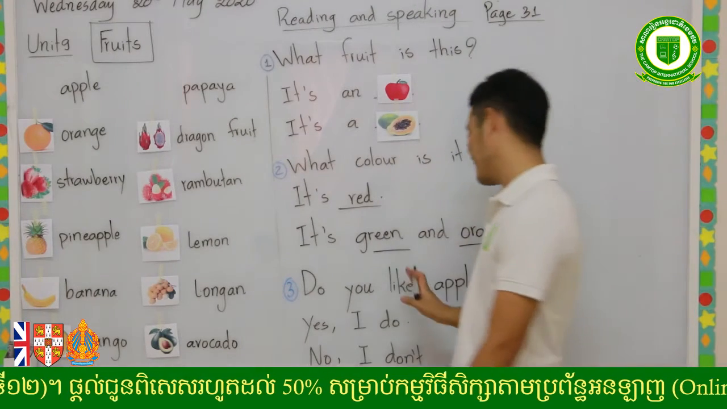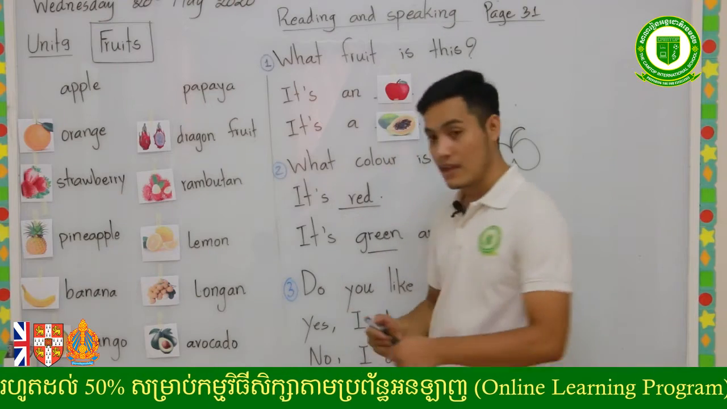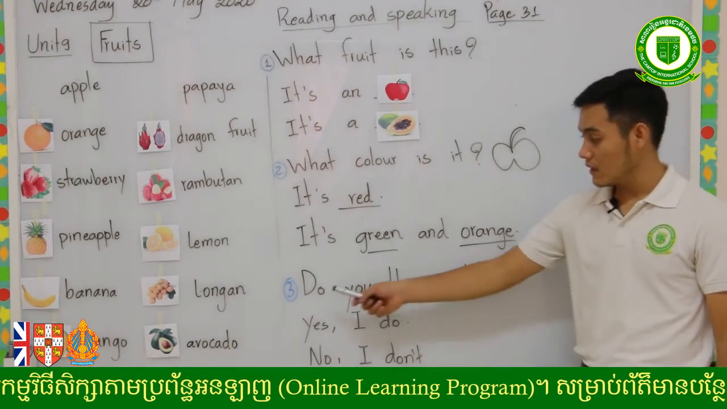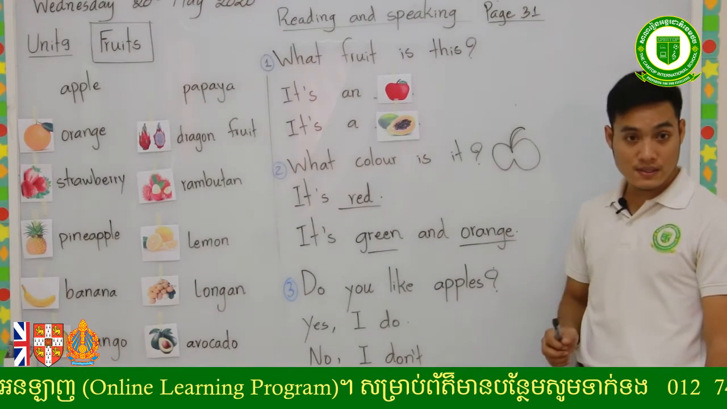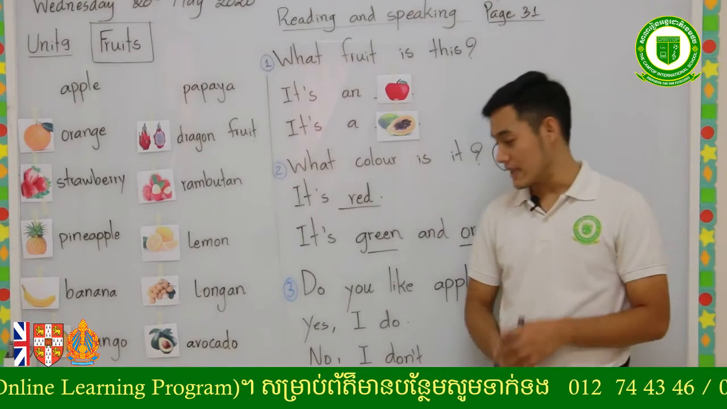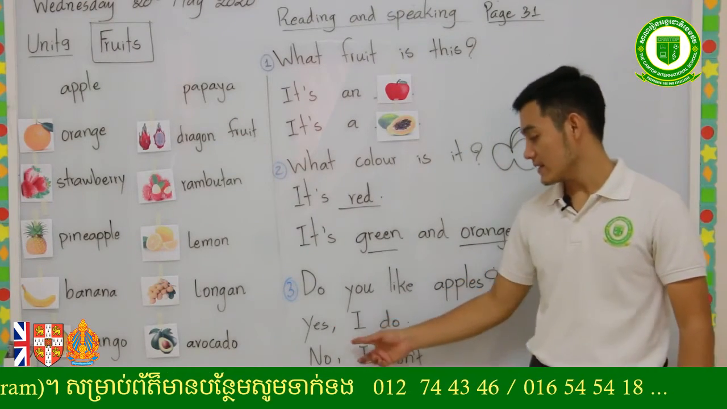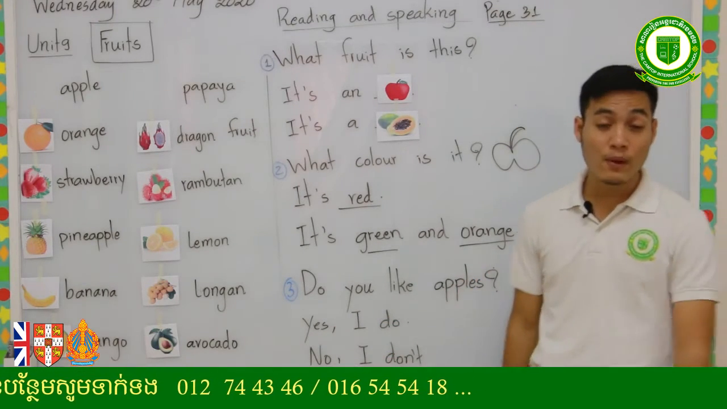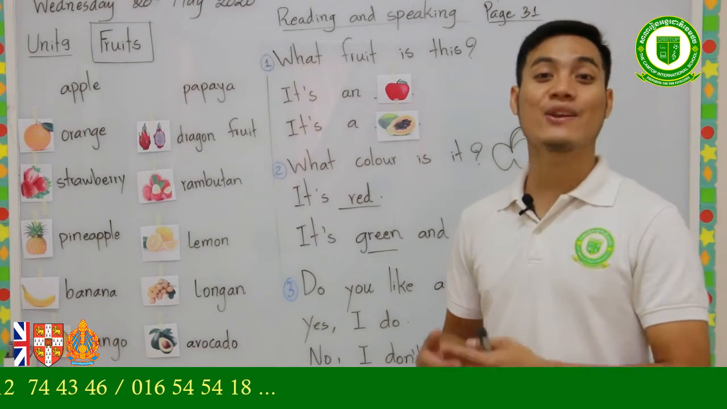All right, good. And the last question of your reading and speaking is question number three. Do you like apples? If you like, you just say, yes, I do. Yes, I do. Again, do you like apples? Yes, I do.